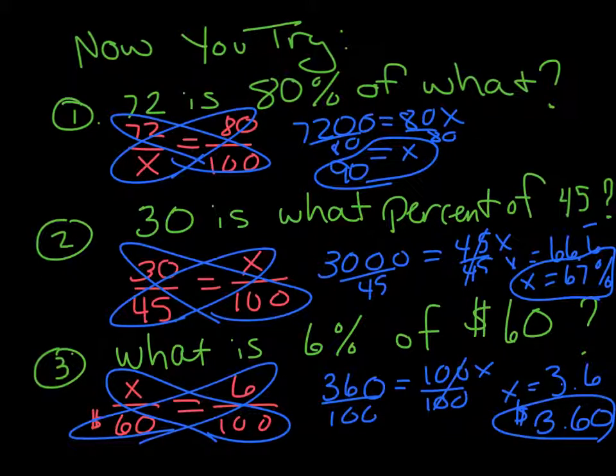Basically, what we just did is a tax problem. Sales tax is 6%, so if we bought something like maybe a video game that was $60, and you wanted to know what tax would be, it would end up being $3.60.